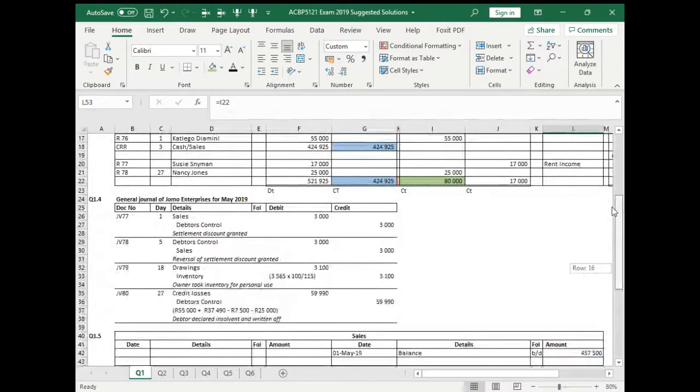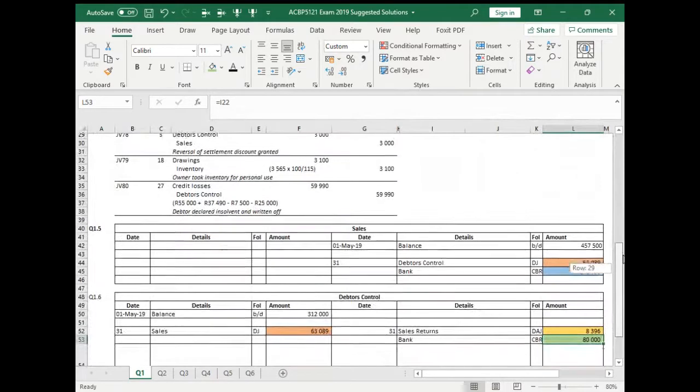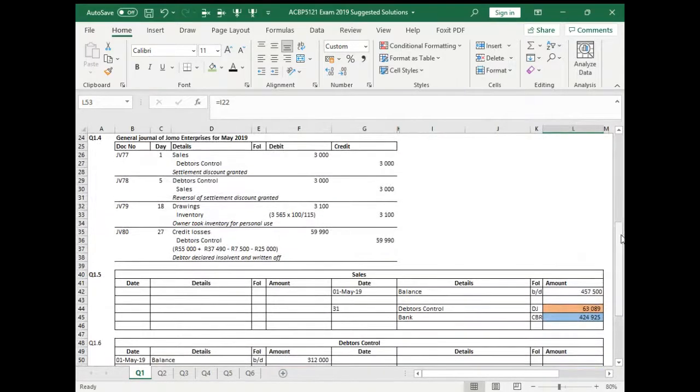Now we have to go look at the general journal. Now you'll see there's 4 transactions in the general journal. So how do I know which ones I need to capture? I go look for anything with a sales and debtors control account to capture in these general ledger accounts. So if I start with the first one, I had settlement discounts, so I reduced the sales and I reduced our debtors control. So what happens on the first?